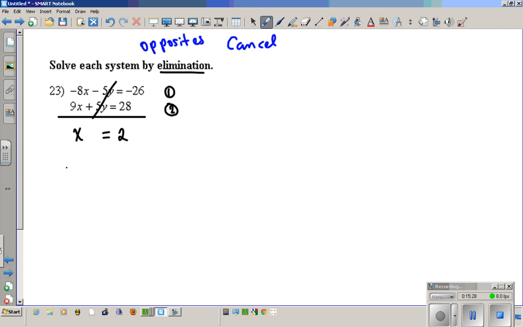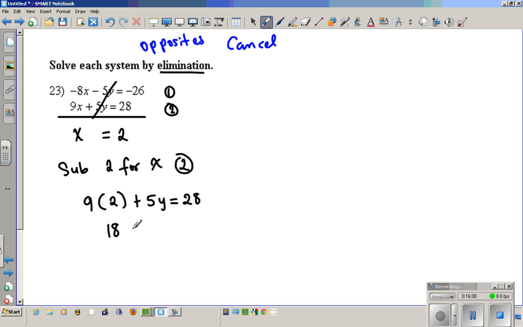So we're going to substitute 2 for x, either on the first one or on the second one. The easiest one to do is the one that has no number in front of y. But they both have numbers in front of y, so it doesn't really matter which one we pick. So I'm going to substitute 2 for x in equation 2 because it's positive. Alright, I'd rather go for positive rather than the negative. So you're going to go 9 times 2 plus 5y equals 28. How do you do this? 9 times 2 is 18, plus 5y equals 28.